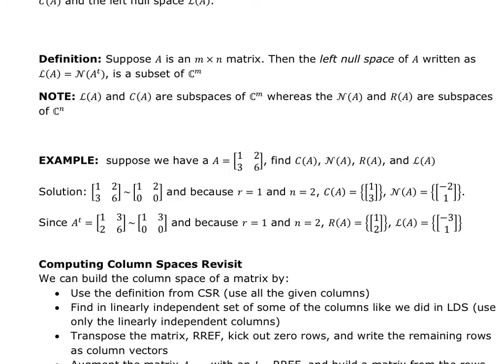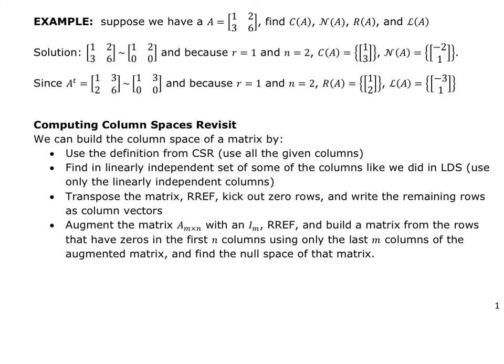So when we are looking at the column space, where we are at this point is we can use the definition: the column space of my matrix is just whatever columns are given to me. We can also find a linearly independent set of columns like we did in the linearly dependent spanning sets section. We can transpose the matrix and put it into RREF, kick out the zero rows, and then write the remaining rows as column vectors.